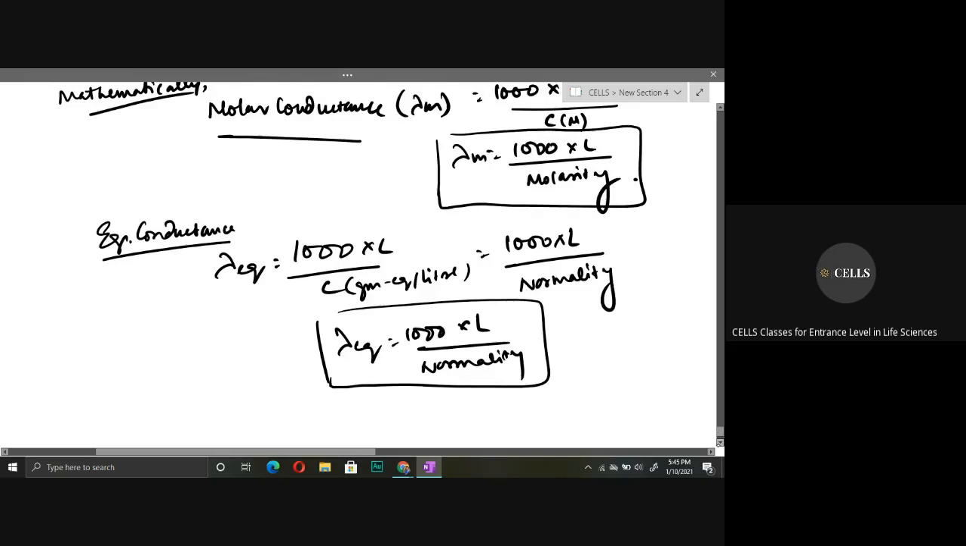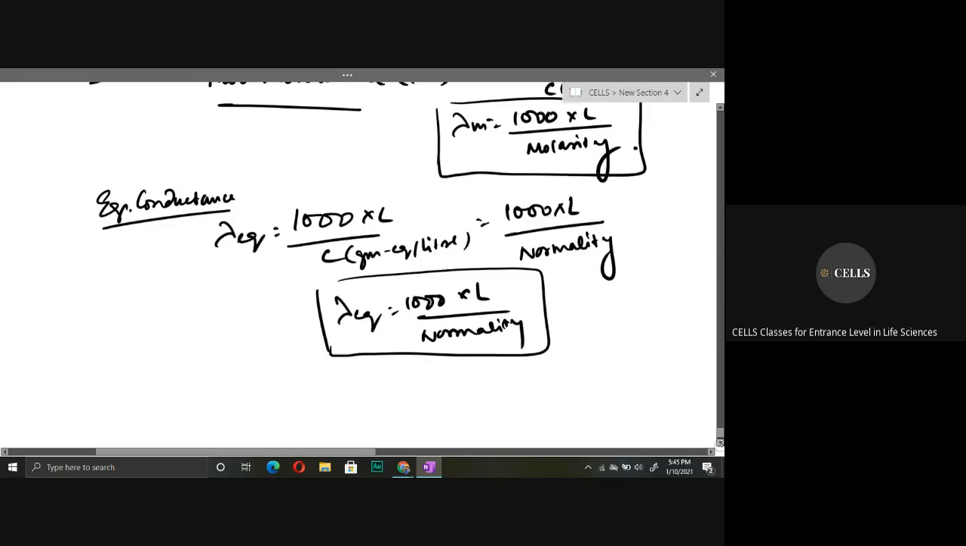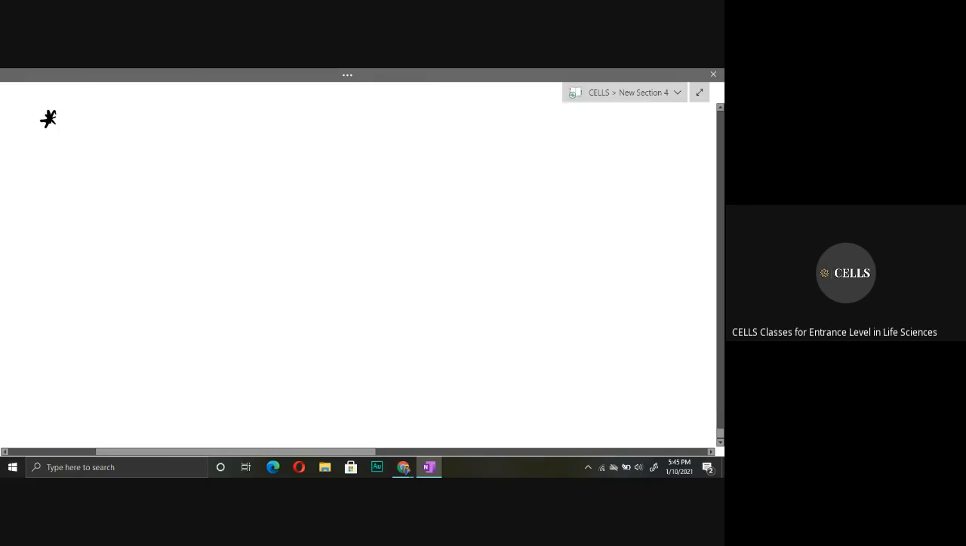Now comes an important law. This is a very important law. The law is known as Kohlrausch's law. Kohlrausch, this spelling is very tough. I think K-O-H-L-R-A-U-S-C-H, like this. Please check if the spelling is right or not. Kohlrausch's law. So there are three important laws.